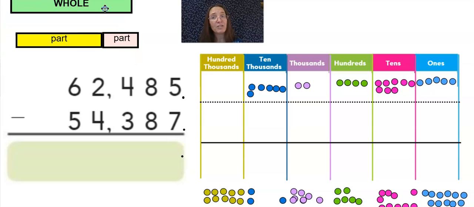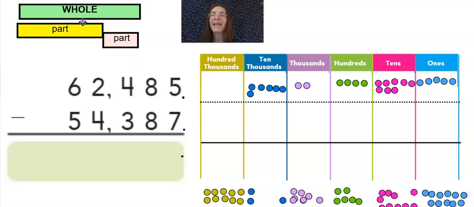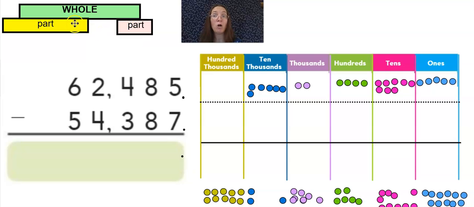But in subtraction, we're going to start with the whole thing and then break it into its two parts. One part we will already know, that's the part written down here, but this part we will find out. So I have just modeled the whole thing here, which is 62,485. I once again am going to start in my single ones place, just in case I need to regroup. I don't know. Let's see if I can do it.